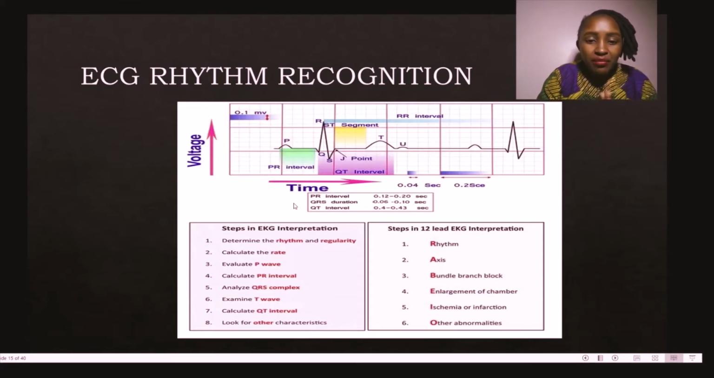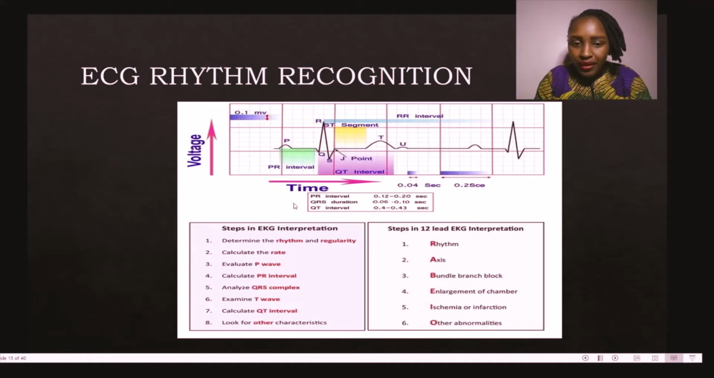The first one is about the rhythm. You have to know, is this rhythm regular or irregular? Once you're able to tell that, and I said you will know from your RR interval, from the first R wave to the next R wave. Do we even have these R waves? Of course, if there's a QRS complex, there's an R wave. So you'll be comparing those complexes to know the rhythm.